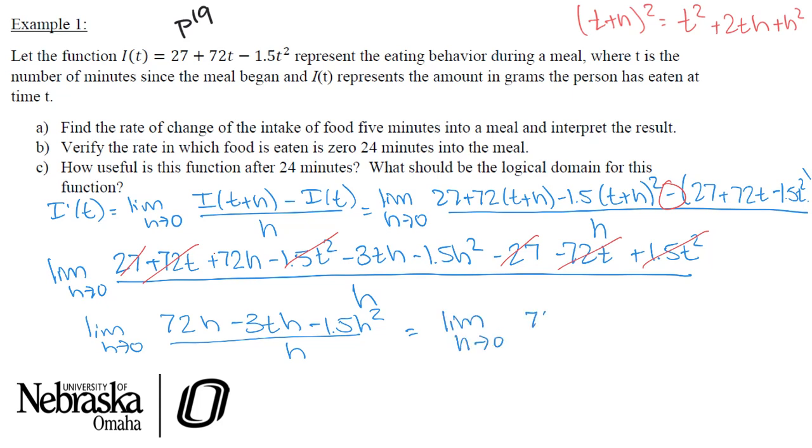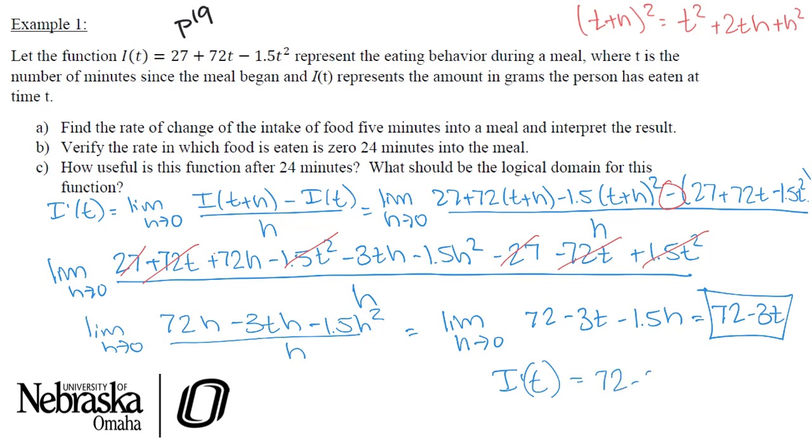So we would have 72 minus 3t minus 1.5h. If h is approaching 0 and it's the limit of a polynomial, we can just plug in our limit value. So we get 72 minus 3t. So this is the instantaneous rate of change, the derivative, the slope of the tangent line, all of those things, at a given t value. So we can write it more officially: I prime of t equals 72 minus 3t.